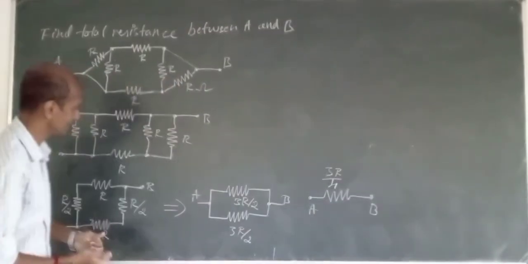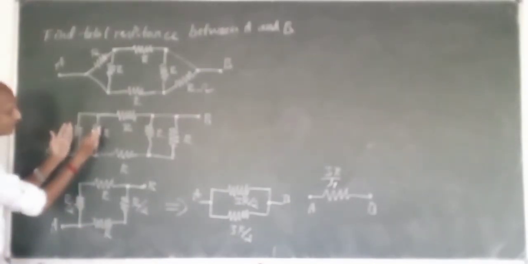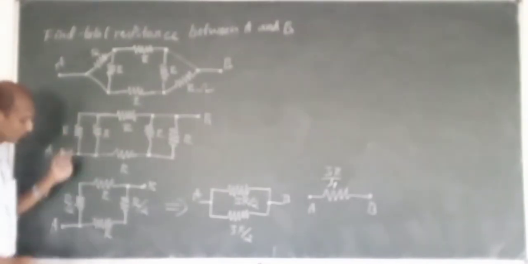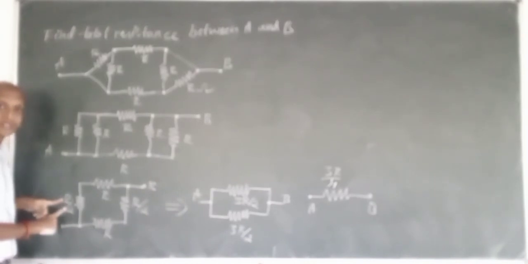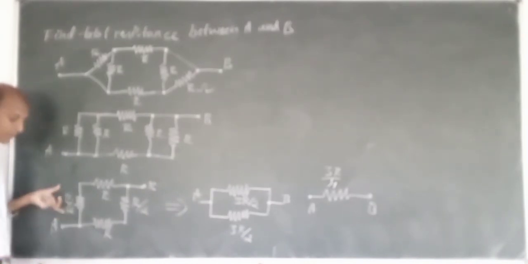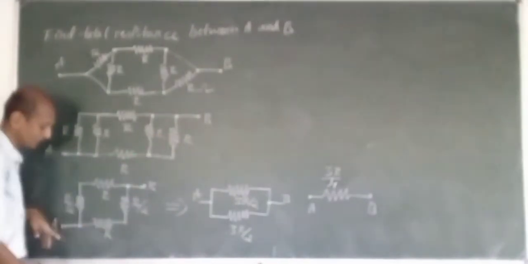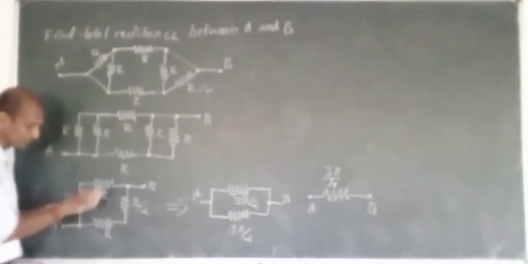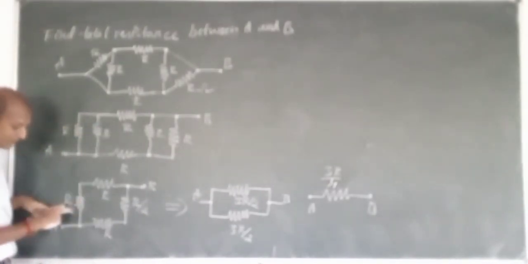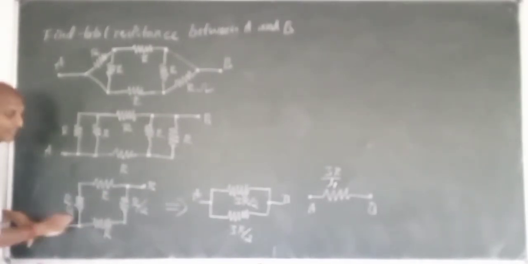Now I can reduce this network like this, so that both the resistances are in parallel. That means I can combine them to make one resistance equal to R by 2. Fine. So it is R by 2 resistance, and again R by 2 resistance here. This is point A. I have simplified the network from this to this. So now it is R by 2, R by 2, and here we have R and R resistances between point A and point B.